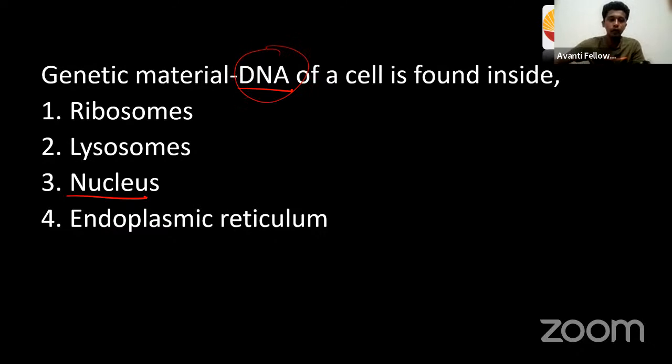When it comes to ribosomes, lysosomes, and endoplasmic reticulum, they do not show any genetic material. So these are the wrong options. The right option is option 3.